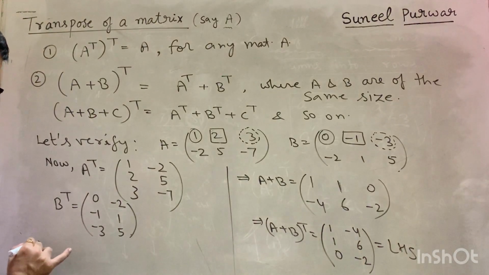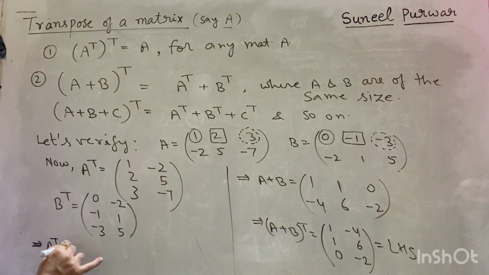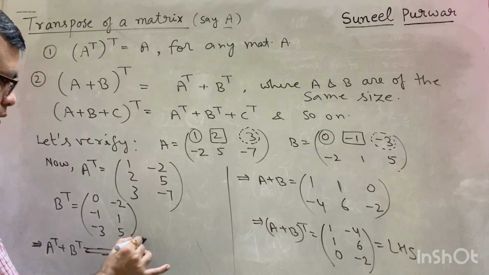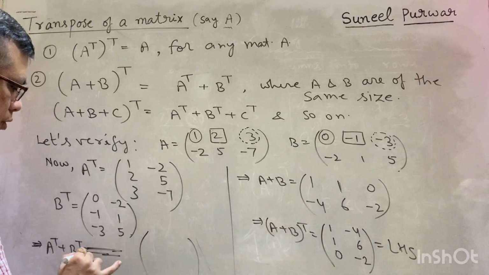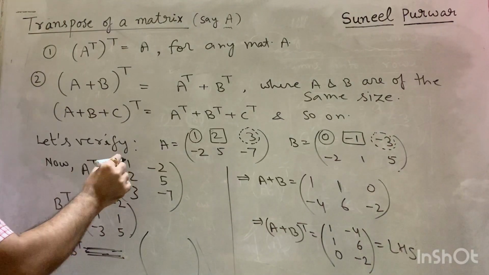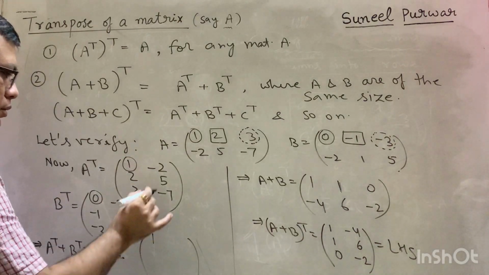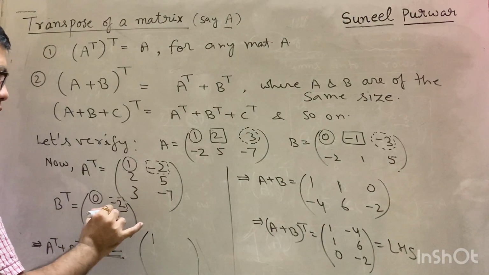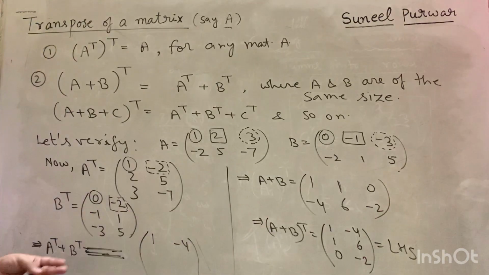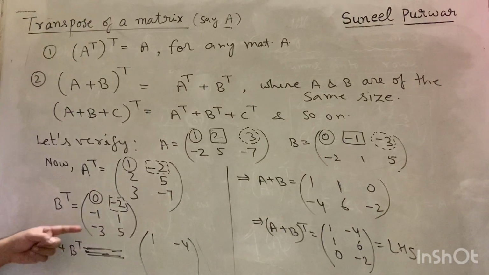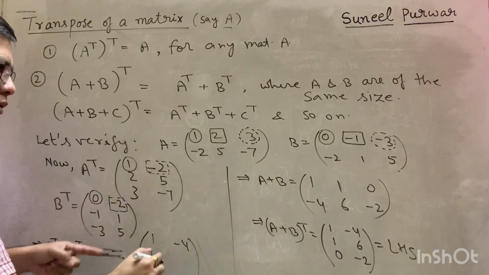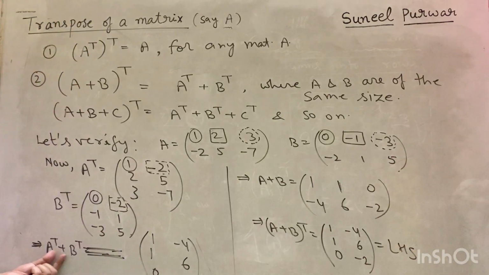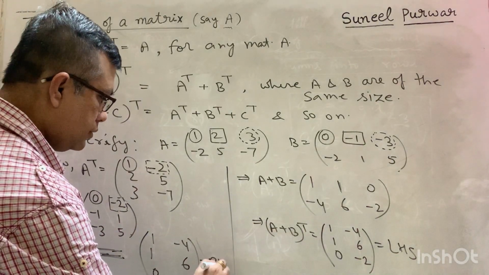So if you add them, A transpose plus B transpose equal to, once again how we add the two matrices? By adding their corresponding elements. So add करते हैं this plus this 1, what is it, minus 2, and corresponding element is also minus 2, that gives us minus 4, and keep proceeding in the similar way. This will give you 1, this will give you 6, this will give you 0, and this will give you minus 2. So A transpose plus B transpose was your RHS.